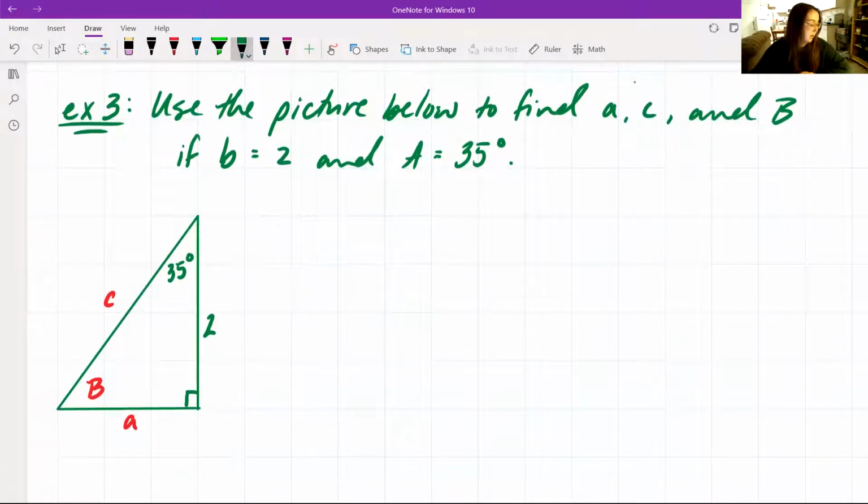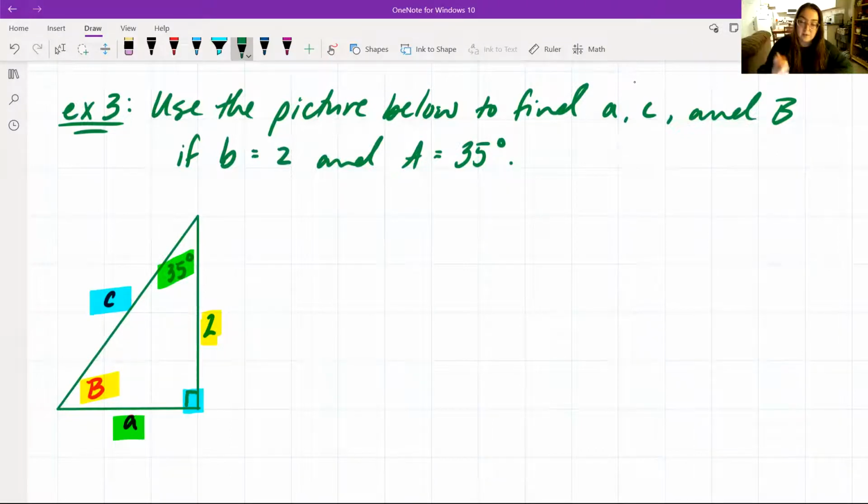All right, so example 3. We want to use the picture below to find the values of a, c, and capital B if lowercase b is equal to 2 and capital A is equal to 35 degrees. So all these things are labeled in our triangle here. We see we have our right triangle, our 35 degrees, which is capital A, corresponds to our lowercase a. Then we have our lowercase b is equal to 2, which corresponds to our uppercase angle B. And then lastly, we have our 90-degree angle, which corresponds to our hypotenuse.